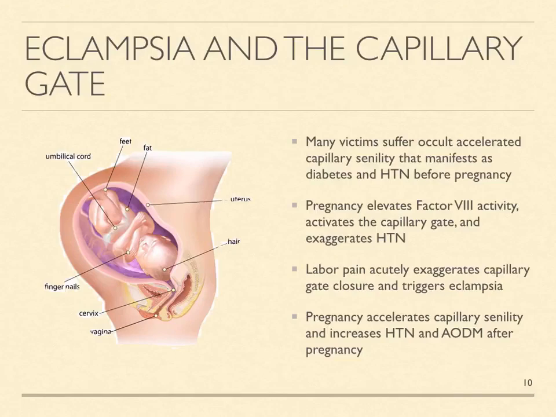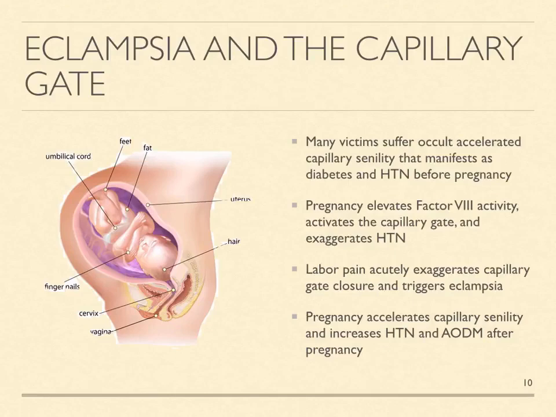The occult accelerated capillary senility causes glucose intolerance and hypertension early in pregnancy, as the metabolic demands of pregnancy exaggerate perfusion requirements, while the stress of pregnancy closes the capillary gate, exaggerates flow resistance, and inhibits cardiac output, tissue perfusion, and glucose uptake. The onset of labor pain sharply exaggerates sympathetic tone and activity, closes the capillary gate, and causes the severe hypertension and glucose intolerance that characterize eclampsia.